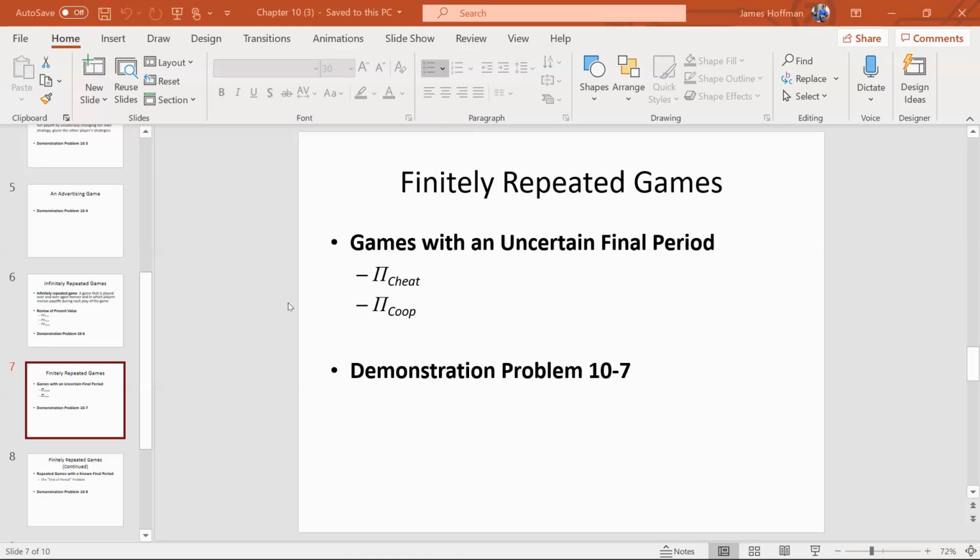Okay, so let's look at how the probability of the game ending plays in here.